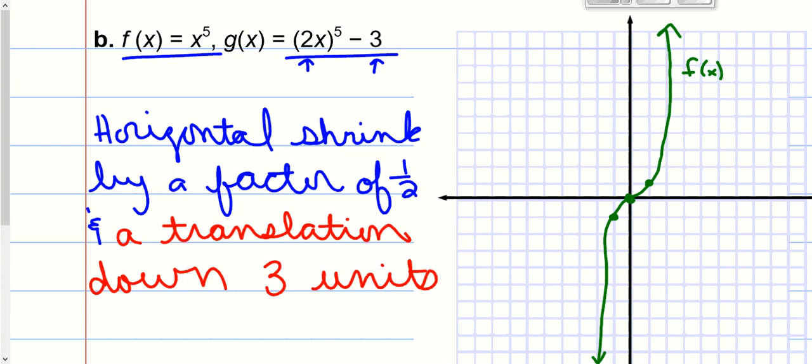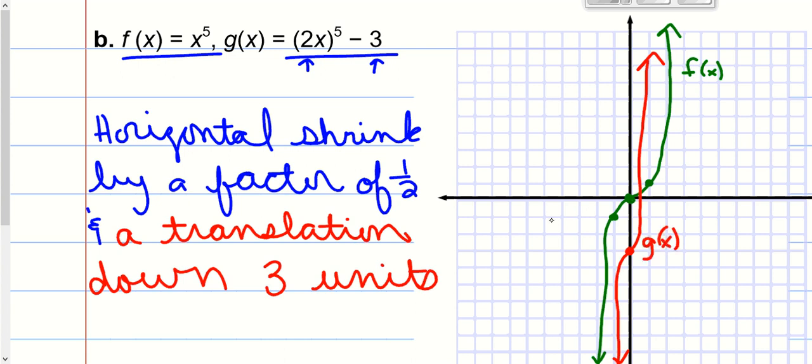And the g of x has a horizontal shrink and a translation. So if we look at its table, -2 goes to about -1027, -1 goes to -35, 0 goes to -1, and 1 goes to 29. So that's really, really stretched. It still has the same shape, but stretched up really high there and stretched down really low there. So there we go. There's our g of x.